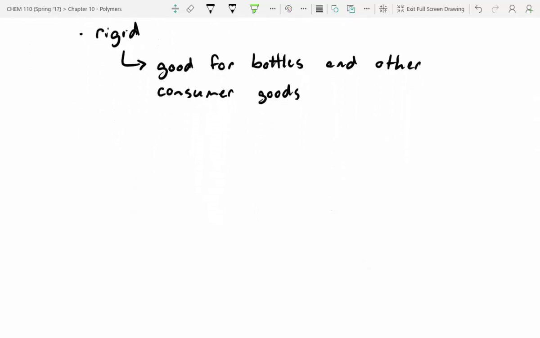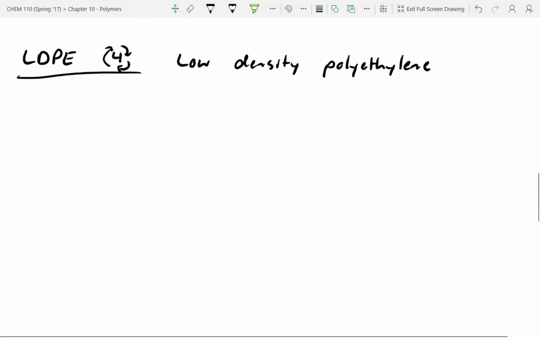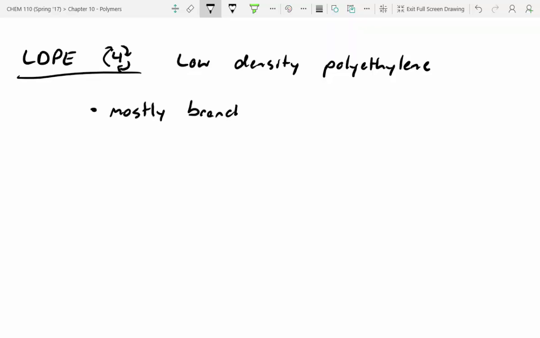There's also another type of polyethylene called LDPE. This is with the number 4 on it for the recycle symbol. And this is low density polyethylene. This is also commonly found in consumer goods. This one's mostly branched. So if it's mostly branched, do you think it's going to behave the same as high-density polyethylene?